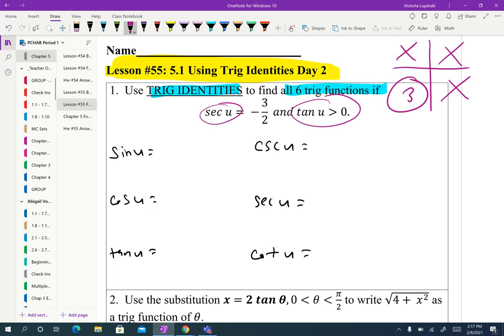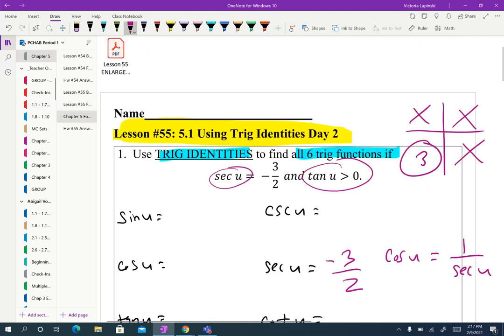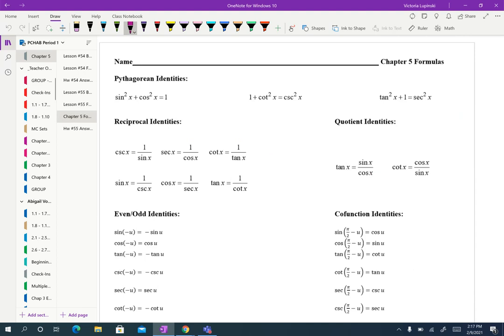So if we want to solve this problem, but preferably without a triangle and using an identity, let's first write in the given information, which is the fact that the secant is equal to negative 3 over 2. And then the easiest identity to use for that is the fact that the cosine of u is equal to 1 over the secant. And again, if you can't remember that, you can simply go back to your formula sheet and see here that the cosine is equal to 1 over secant.